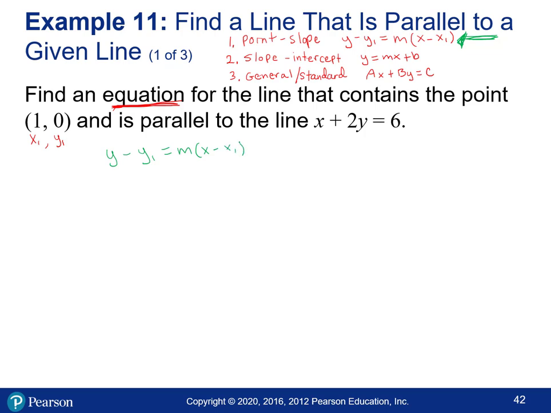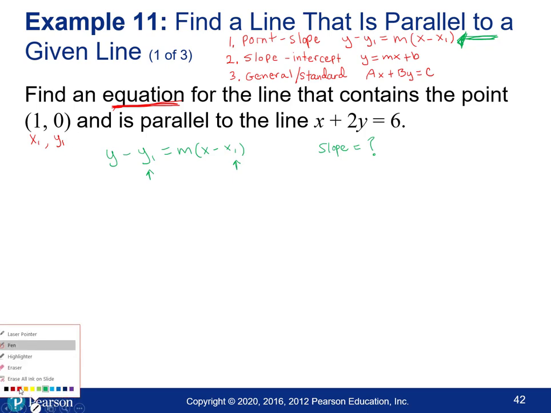Step 2 is to recognize that you have a point. So we're going to fill in x1 and y1 with the 1 and the 0. But what we don't know is the slope. We need the slope. So my question is, what is the slope? Okay, so we're given some information here that the line we want is parallel to this given line. So that is how we're going to find the slope.